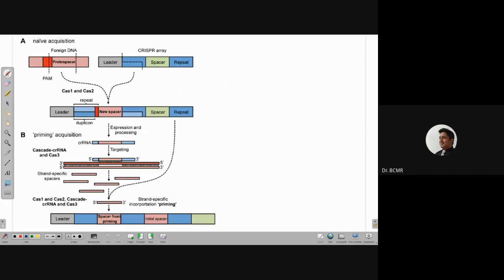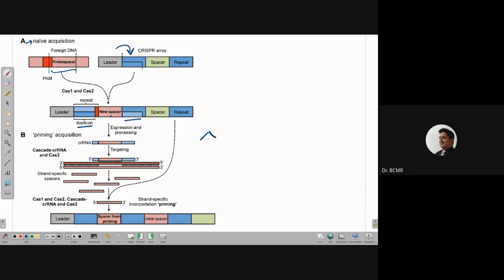Next time, so assume this is the naive acquisition, which means the first unique sequence of a phage that is taken. Cas1 and Cas2 will cut near the PAM site. That is a protospacer, and it'll incorporate into the CRISPR array, like we have just discussed. And there is a new repeat that is formed here. So the new spacer is here.